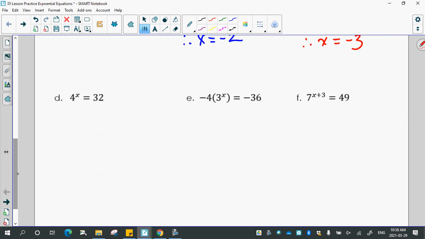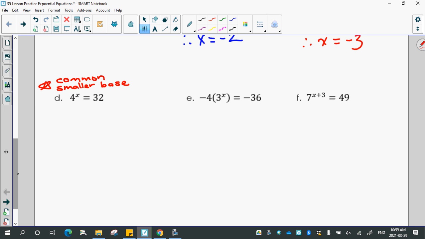Next one. 4 to the power of x equals 32. This is a good one. This is where we have to get a common, smaller base. Because if you tried to write 32 as 4 to the something, you would do 4 to the power of 2 is 16. 4 to the power of 3 is 64. I can't get 32 using whole numbers.